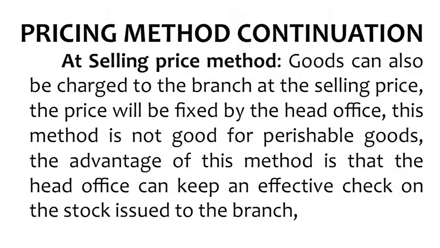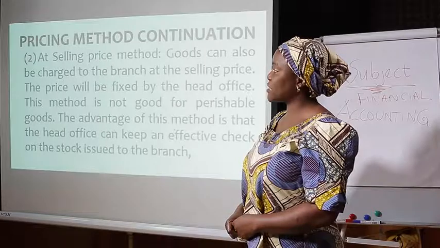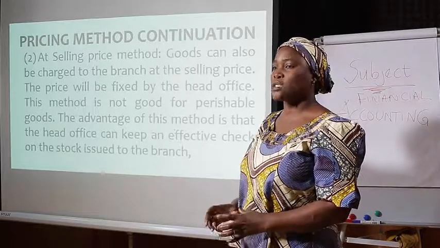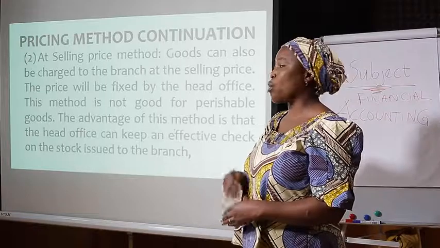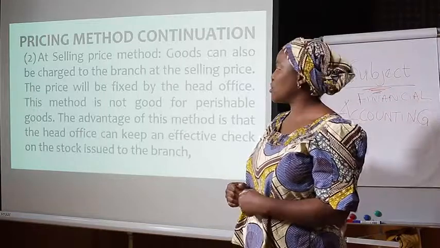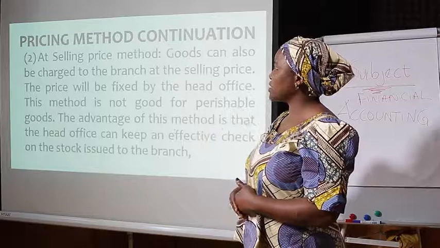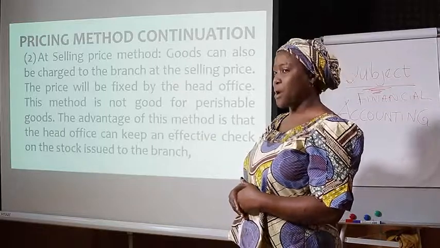Goods can also be charged to the branch at the selling price. The price will be fixed by the head office. This method is not good for perishable goods. In our last lesson, I told you when goods are sent on cost pricing, it is good for perishable goods or goods that fluctuate in nature. But the selling price method is not good for goods that are perishable.